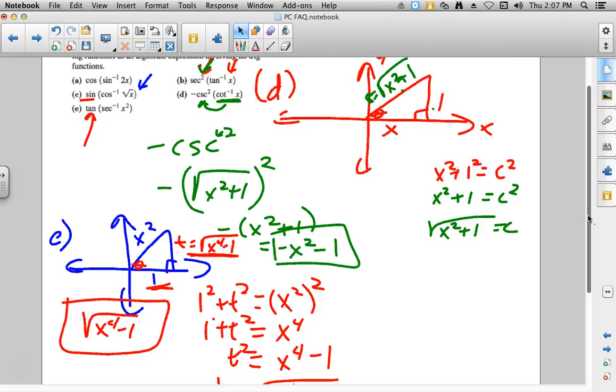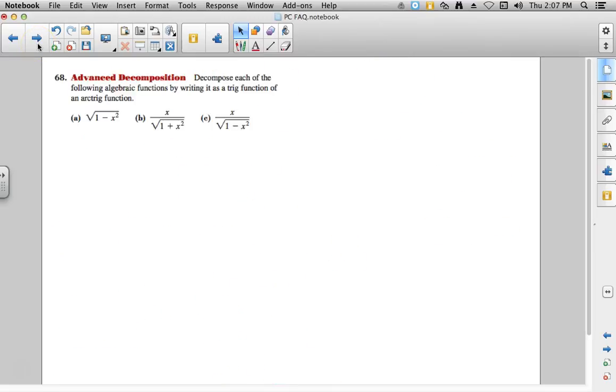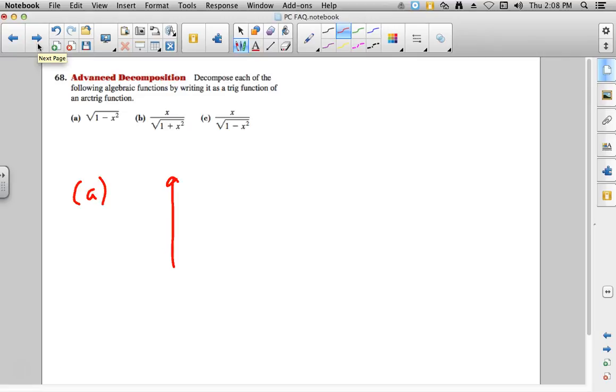All right, now, number 68, advanced decomposition. Decompose each of the following algebraic functions by writing it as a trig function of an arc-trig function. Okay, trig function of an arc-trig function. Well, let's figure out what we need to do then. As I'm thinking about my triangle, I'm trying to figure out whether or not that square root of 1 minus x squared is going to be a hypotenuse or not. And I realize there's subtraction in there. So that's not a hypotenuse. That's one of the sides.